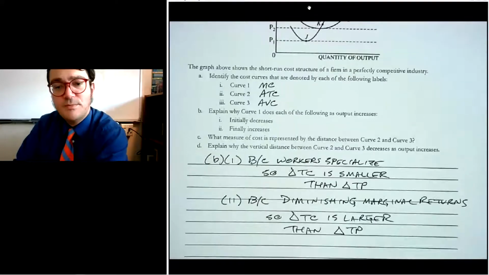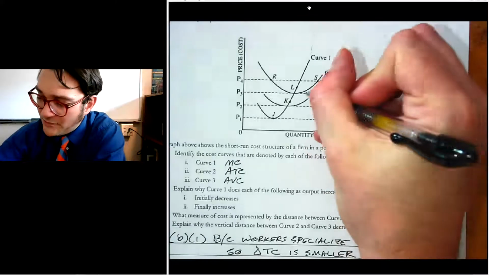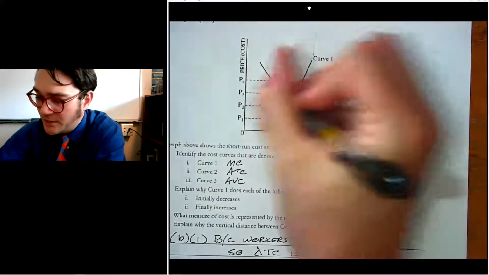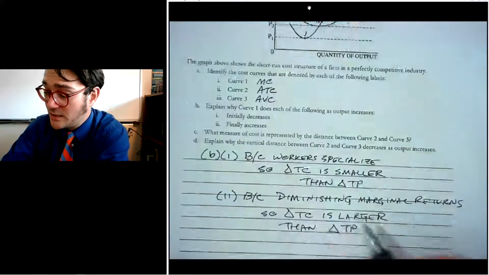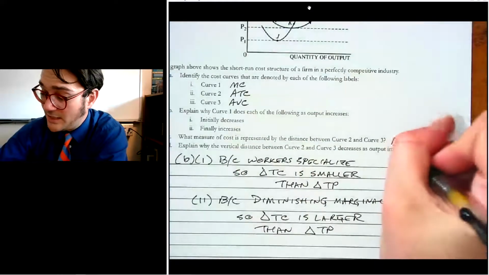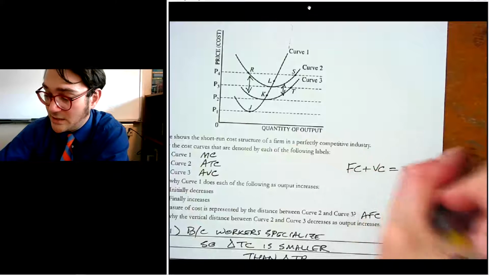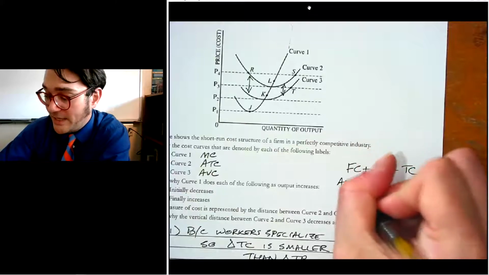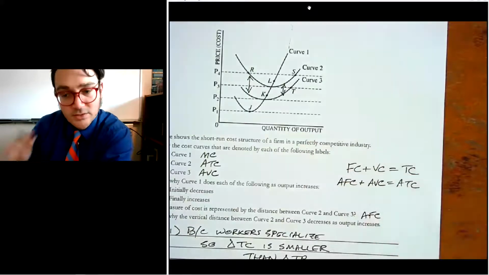Okay, part C says what measure of cost is represented by the distance between 2 and 3. So that vertical distance there between the two. And we notice that it's actually getting smaller and smaller. The two curves are getting closer. And so for this one, we'll just say AFC. And that's a fundamental principle here. Remember that FC plus VC equals TC. Well, AFC plus AVC equals ATC. Those are fundamentally the same statement.